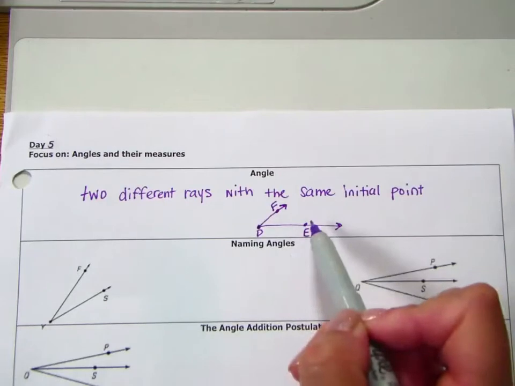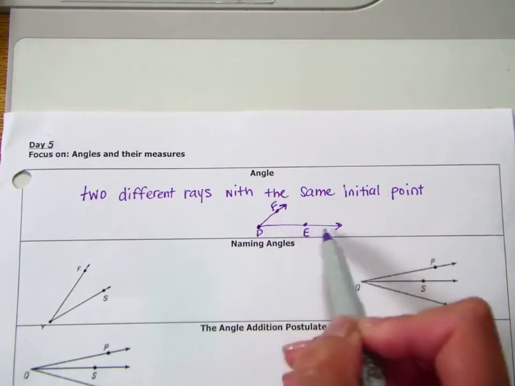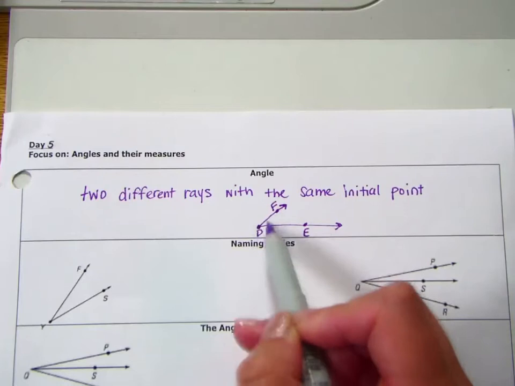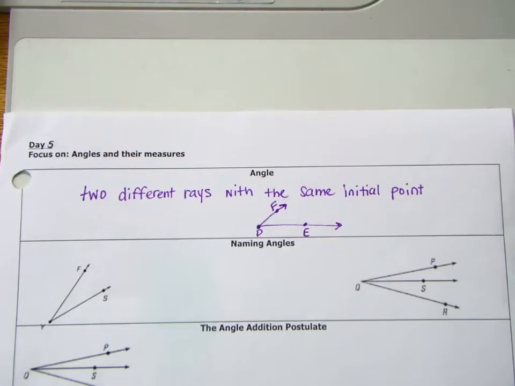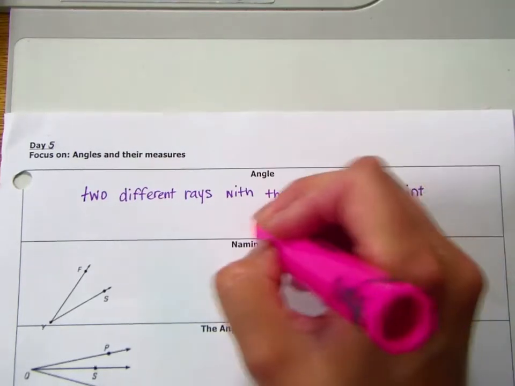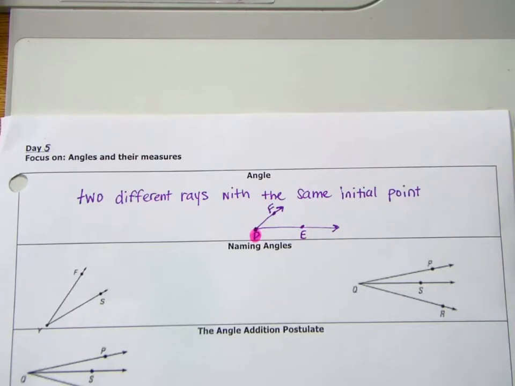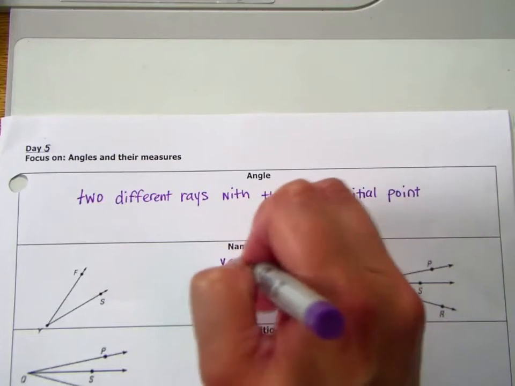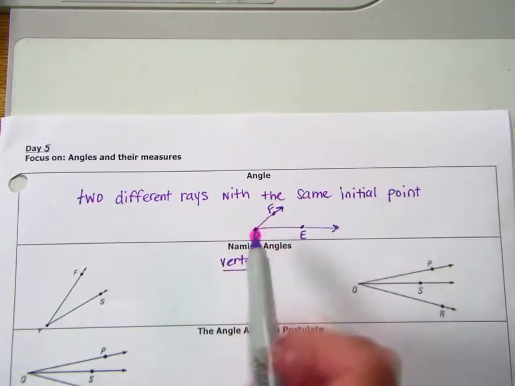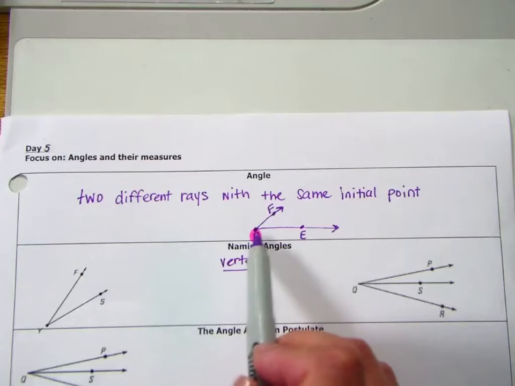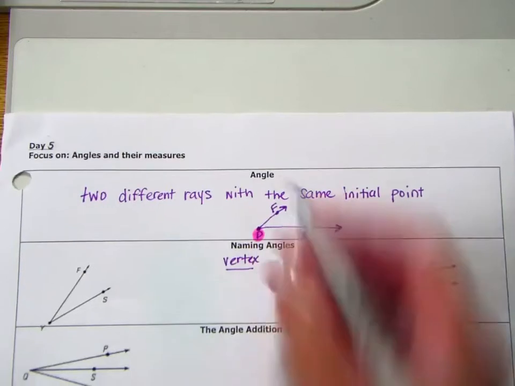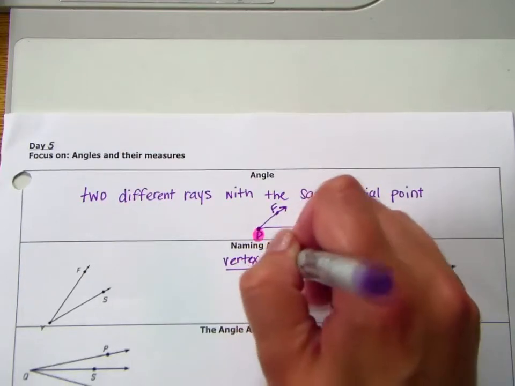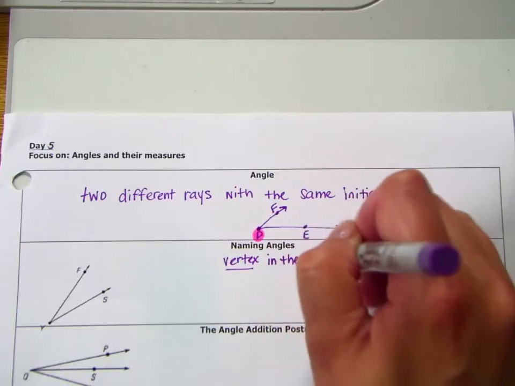So we have this angle. Again, it's two rays, ray DE and ray DF. They share that same initial point. We will get into now how to actually name an angle, and there are several different ways to name an angle. We need to be careful that we're always putting the vertex, which is that initial point. So in the first example, D would be the vertex. The vertex needs to be in the middle when we are naming angles.